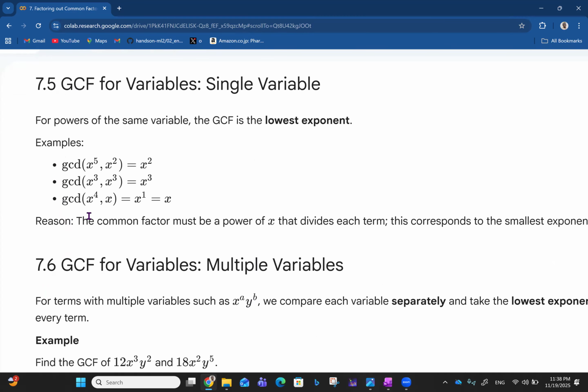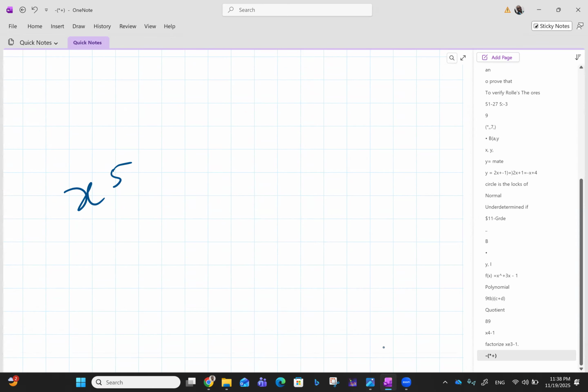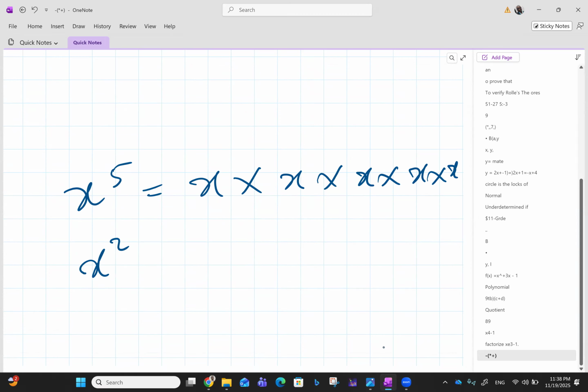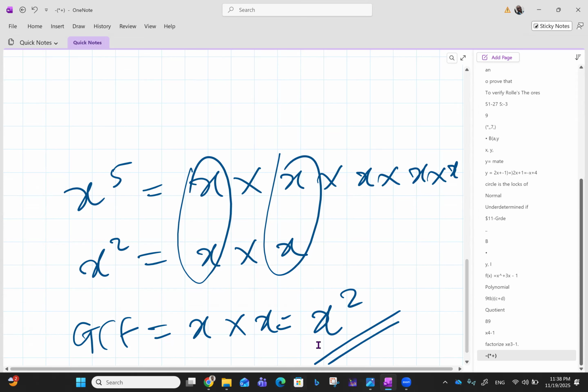So starting with single variables, for powers of the same variable, the GCF is the lowest exponent. Okay, so if you have x raised to power 5 and x raised to power 2, well, if I'm going to be explicit about it, x raised to power 5 is x times x times x times x times x, 1, 2, 3, 4, 5. And then x squared is simply x times x. So the greatest common factor will simply be, we have x here, we have x here, so we just take one each, x times x. And the greatest common factor is x squared, like that.